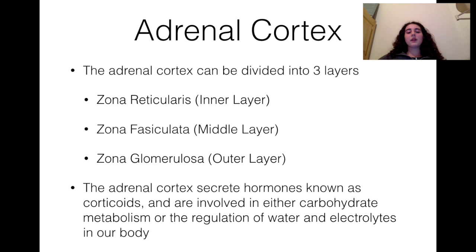The adrenal cortex can be divided into three layers: zona reticularis, the inner layer; zona fasciculata, the middle layer; and zona glomerulosa. The adrenal cortex secretes hormones known as corticoids, which are involved in either carbohydrate metabolism or the regulation of water and electrolytes in our body.